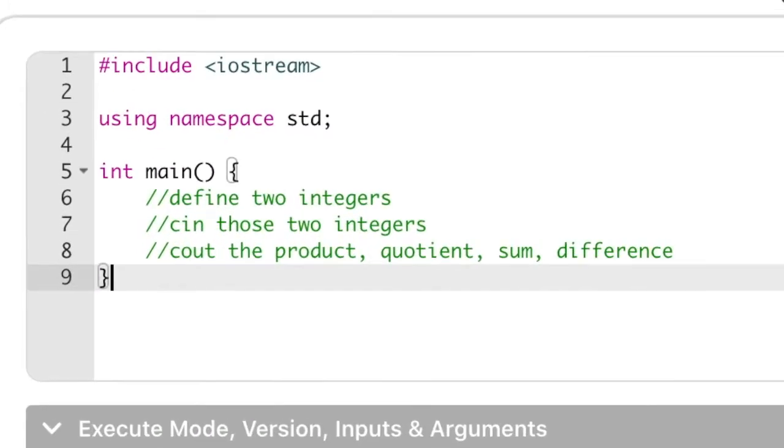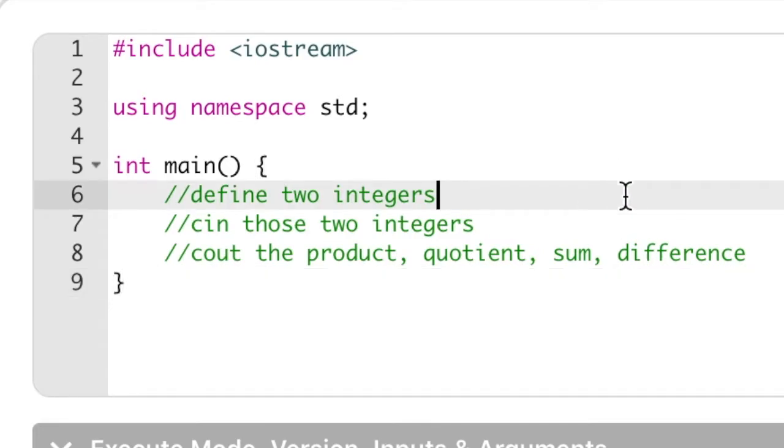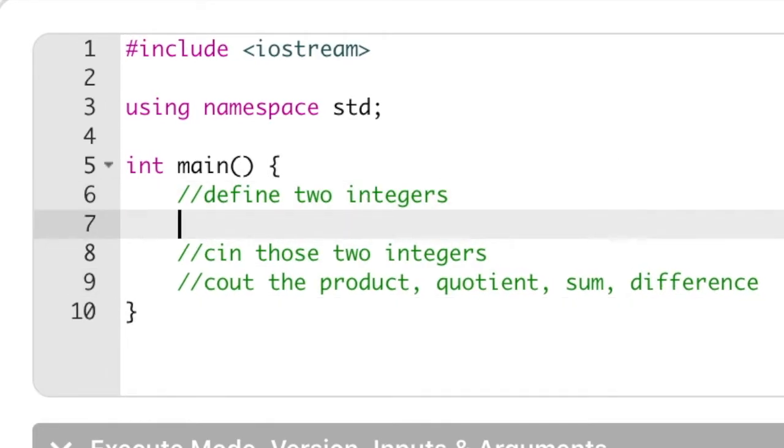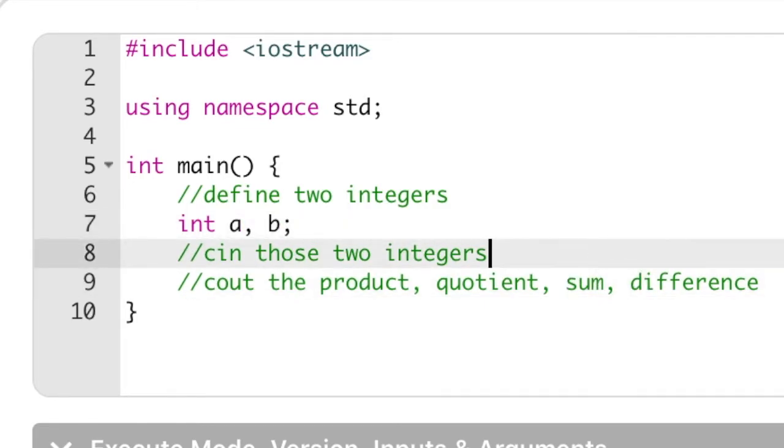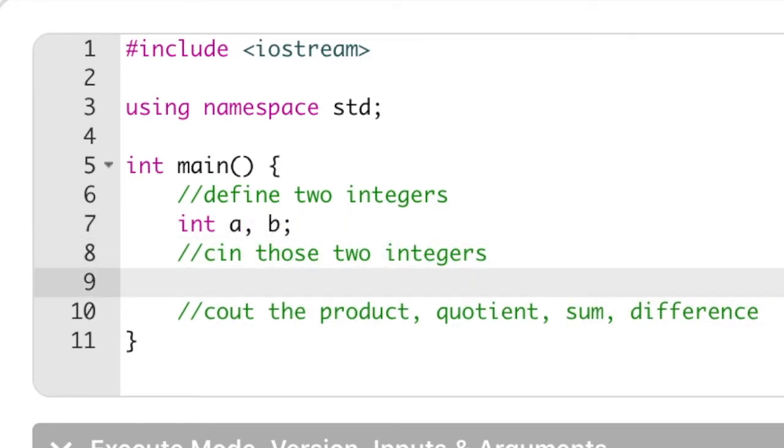Okay, so let's talk about last week's challenge. First, we have to define two integers. Simple enough, int a, comma b. Then cin those two integers. And remember, when we do cin with two greater than symbols and then a, if we want to do more than one integer at once, we could do cin b, like that. So now a and b will be assigned values based on our inputs.